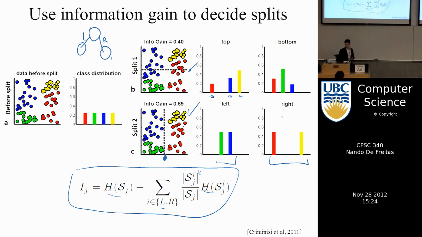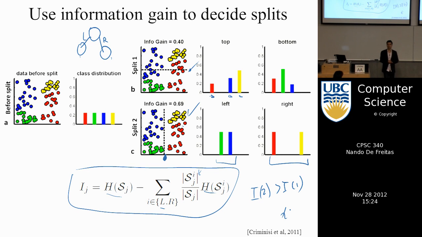In this case, the information gain of split 2 is higher than the information gain of split 1. The exact numerical calculation appears in this paper. And essentially, that's all we need to know in order to construct a tree.